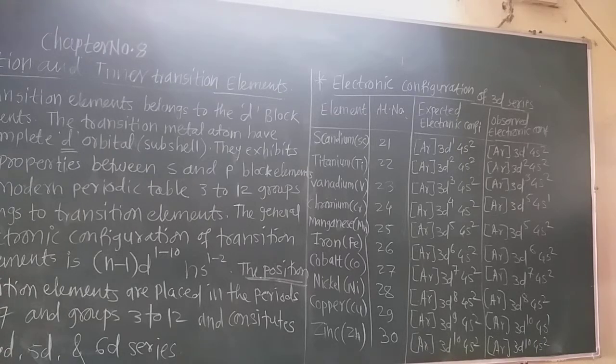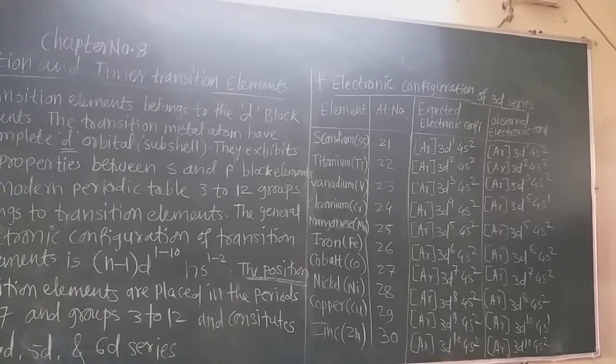Similarly, cadmium and mercury, from the 4d and 5d series, if you see the periodic table of the 4d and 5d series, cadmium and mercury are the last elements. Cadmium and mercury are the last elements. So they also have completely filled d orbitals, and therefore they are also not transition elements. Remember that zinc, cadmium, mercury are not transition elements because they have completely filled d orbitals. In the case of cadmium, the 4d orbital is completely filled. In the case of mercury, the 5d orbital is completely filled.